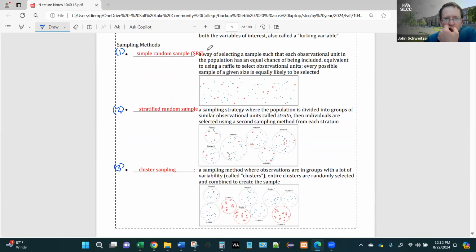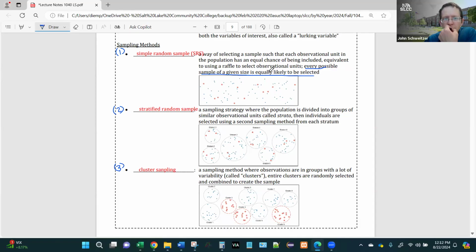So a simple random sample is a way of selecting a sample such that each observational unit in the population has an equal chance of being included. Another way of saying that is every possible sample of a given size is equally likely to be selected. So what does that mean? Well, what is this box here? This is basically our population.